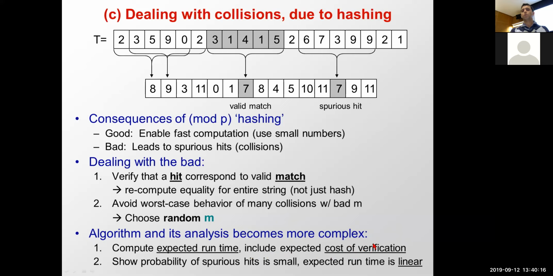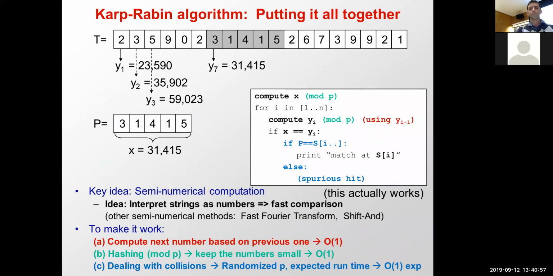And the expected runtime will be including the cost of verification. Basically, every single time I have to do the letter by letter comparison, I have to spend an order m computation for every n entry. And then in the worst case, this could be order mn. But in the average case, or in the expected case, this ends up being order n, which is linear. So we basically need to show that the probability of the spurious hit is small. And based on that probability, the expected runtime is simply computing this m long operation only for that probability, basically for the fraction that will actually have a collision. Okay? So that's the combined algorithm.